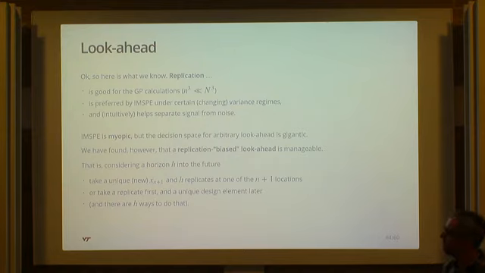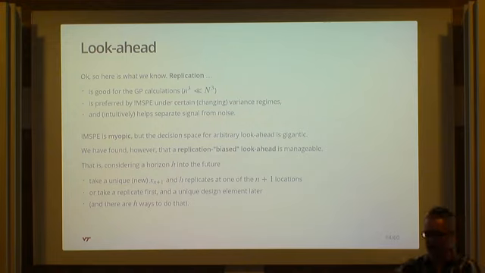However, we found that something we were calling a replication biased look ahead is manageable. What do I mean by that? When I'm making a decision now, I can entertain taking a replicate or taking a new unique location, and I can think about how that would affect my choices of replication in the future. Not my choices of everything, but just what are the locations I would get in the future to replicate at, and where would I replicate at them? It turns out that that is tractable.